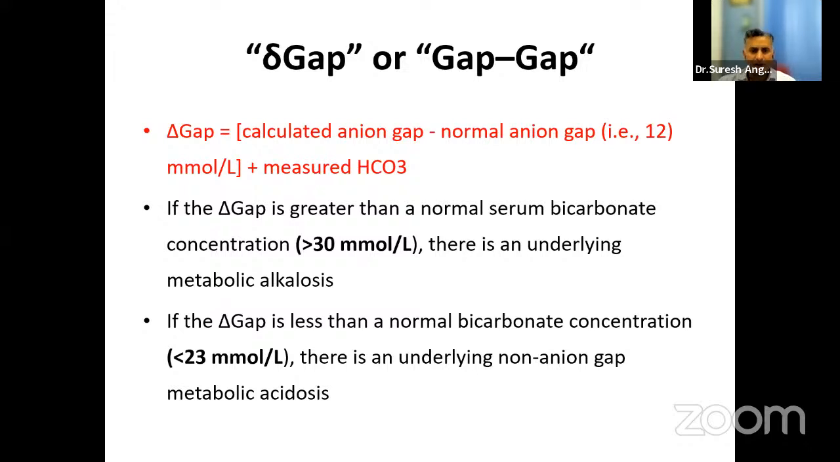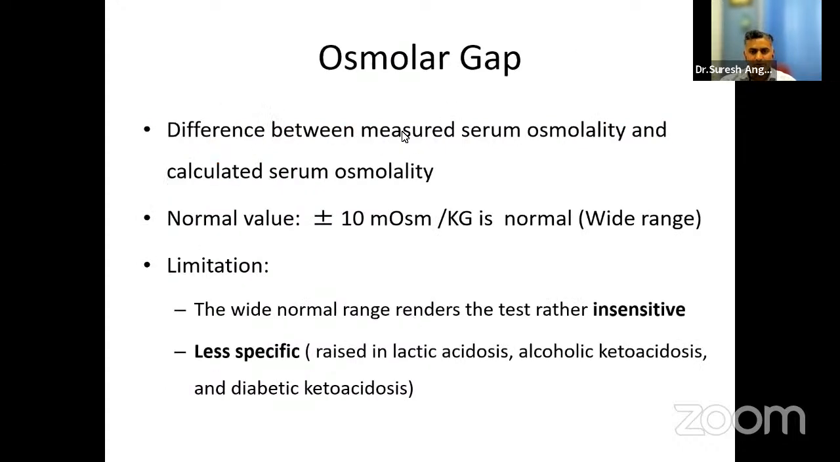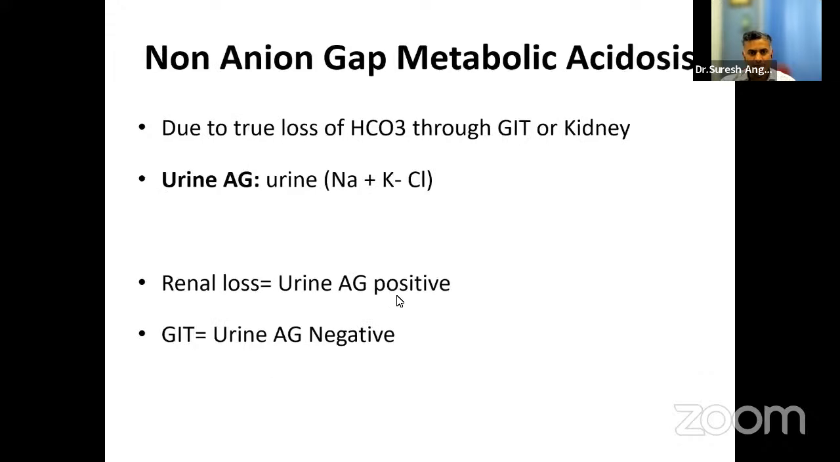Then there is the delta gap, which is calculated as calculated anion gap minus normal anion gap plus measured bicarbonate. If the delta gap is greater than the normal concentration, then there is underlying metabolic alkalosis. But if the delta gap is less than the normal bicarbonate concentration, then there is underlying non-anion gap metabolic acidosis. Osmolar gap is also important to calculate. We know that the normal osmolar gap is less than 10, and in some conditions like lactic acidosis, alcohol ingestion, toxicity due to methanol poisoning, or diabetic ketoacidosis, there may be a high osmolar gap.